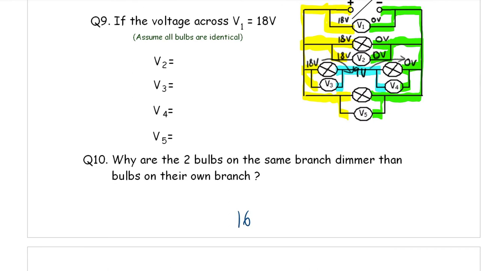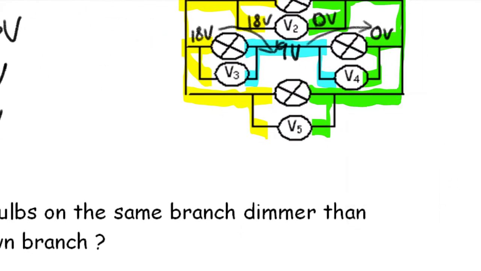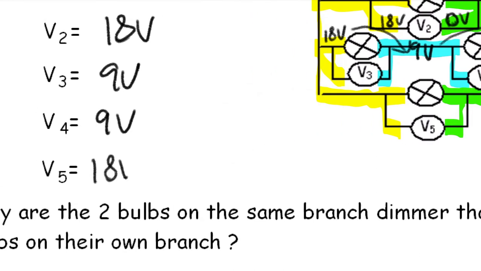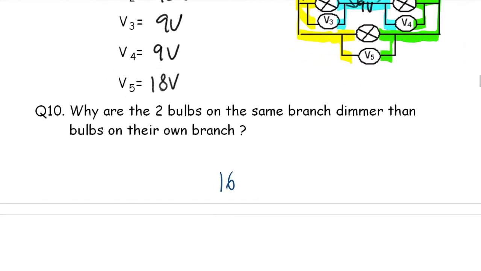Let's apply that here. V2, V3, and V5. V5 is the one at the bottom. If you look at that, you've got 18 volts across it. So that one is straightforward, 18 volts. Why are the two bulbs in the same branch dimmer than bulbs on their own branch? Because they have a smaller voltage across them, 9 volts. And if they've got a smaller voltage across them, they'll have a smaller current flowing through them.